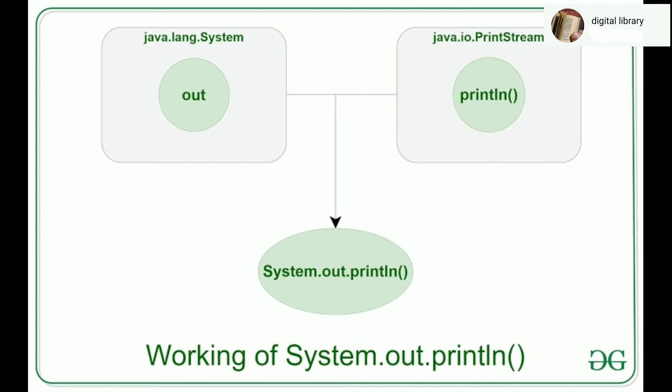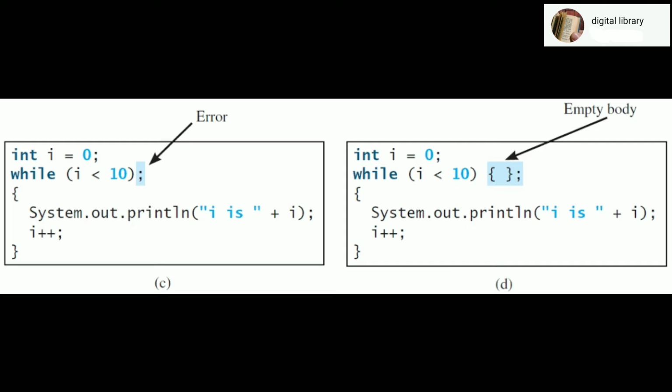Overall, the line of code is what is referred to as a println method call. Semicolon in Java: all programming statements to be executed in Java end with a semicolon.